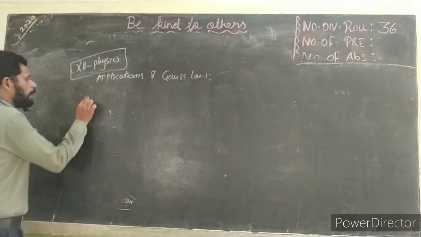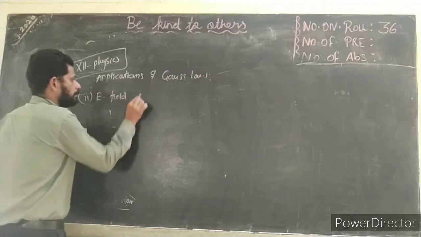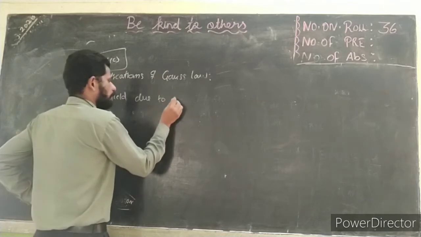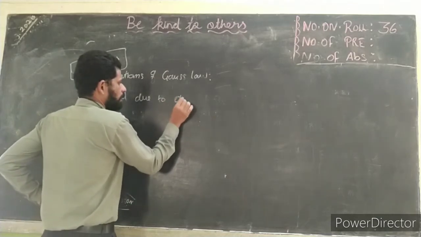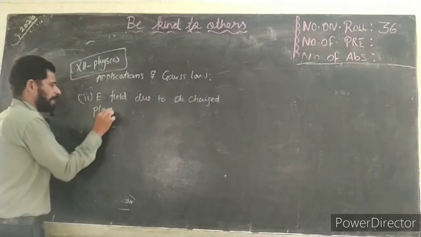Next, the second one: electric field due to a charged plane sheet. It's like a plane sheet.